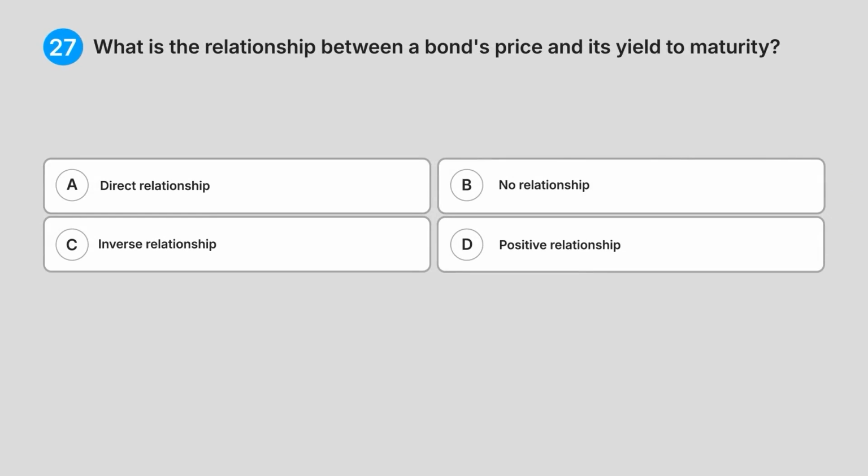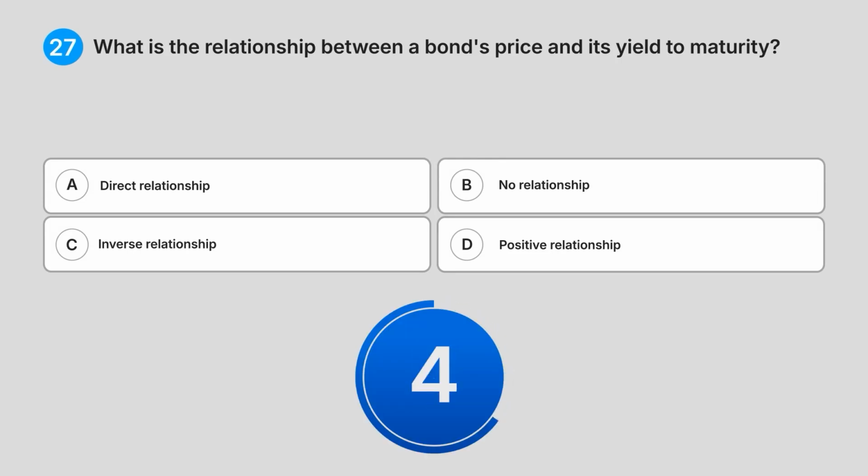27. What is the relationship between a bond's price and its yield to maturity? A. Direct relationship. B. No relationship. C. Inverse relationship. D. Positive relationship. Can you guess the answer?